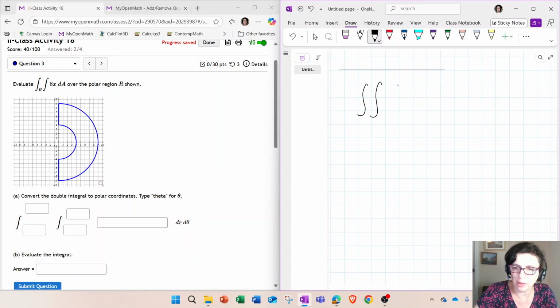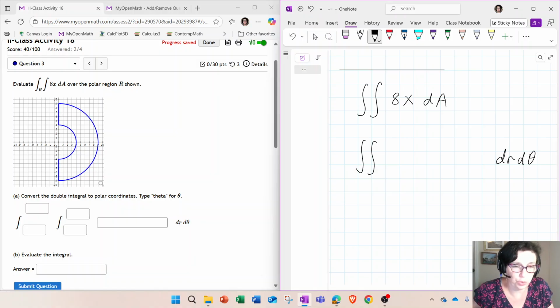So the original integrand would be 8x, right? And then dA just means it's like dy dx or dx dy, which is an element of the area. So when they don't know which way, they just say dA. All right, but either way, we have to switch to polar coordinates. So how are we going to do that? Okay, so here we're going to have dr d theta.